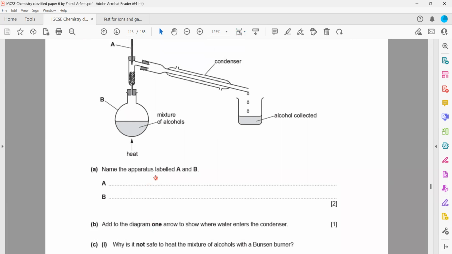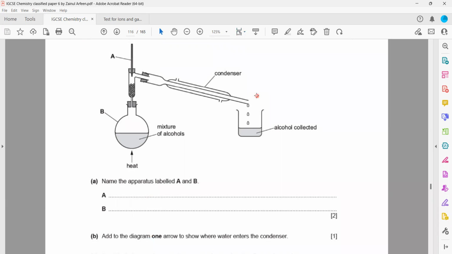Add to the diagram arrows where the water enters and water leaves. You can use the screen annotation. Which side does the water enter? You will write in there, and the other one you will write out. So water in and water out.